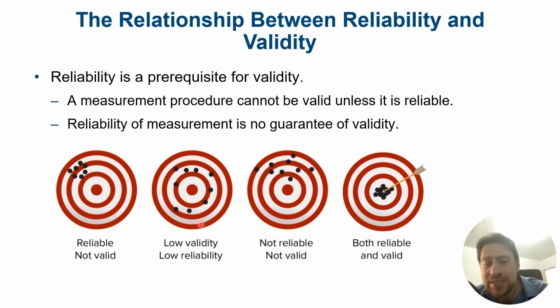Here's an example of something that's low validity and low reliability. It's off the target, and it's also not reliable. You have the shots scattered all across the target. Here is another example of something that's not reliable and not valid. And finally, here's an example of something that is both reliable, you have a clustering of the shots in the same location, and also valid, you are hitting the bullseye. So again, hopefully this gives you an intuitive understanding of these two really important concepts.